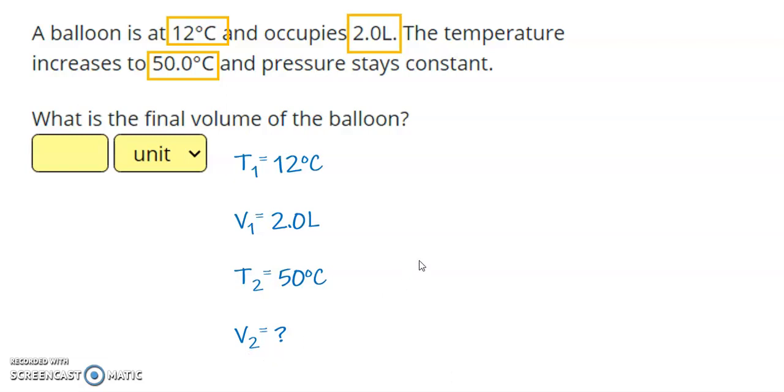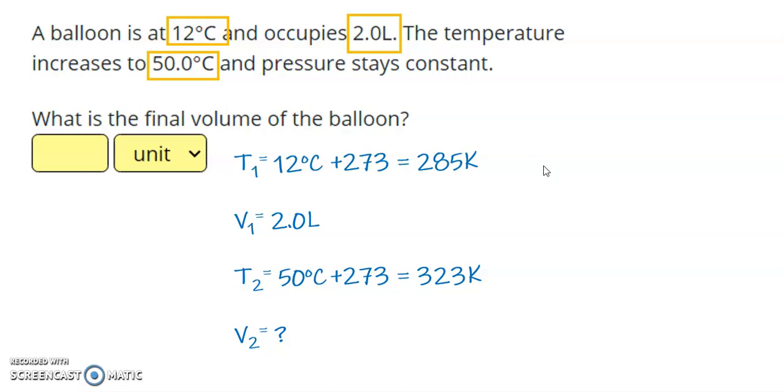There's one more thing I have to do before I pick an equation and plug it in. When you have a problem where the givens are in degrees Celsius, those have to be converted to Kelvin. The way you do that is add 273 to the Celsius temperature. So in this case, 12 degrees Celsius plus 273 equals 285 K. You have to do the same thing for T2. Add 273. 50 plus 273 equals 323 Kelvin.